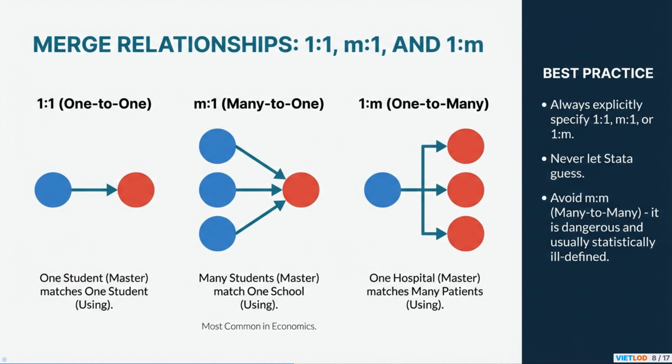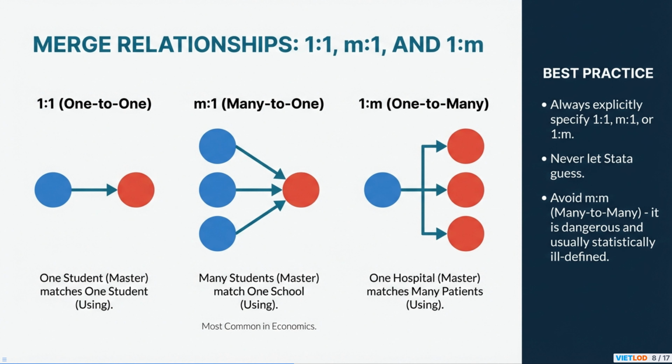A one-to-many, one-to-M merge is the reverse, where the key is unique in the master but repeated in the using data. For example, matching one hospital, master, to its many patients, using. It is crucial to always explicitly specify the merge type, one-to-one, M-to-one, or one-to-M, and never let Stata guess. You should also avoid many-to-many merges, as they are often statistically ill-defined and can lead to ambiguous, incorrect results.